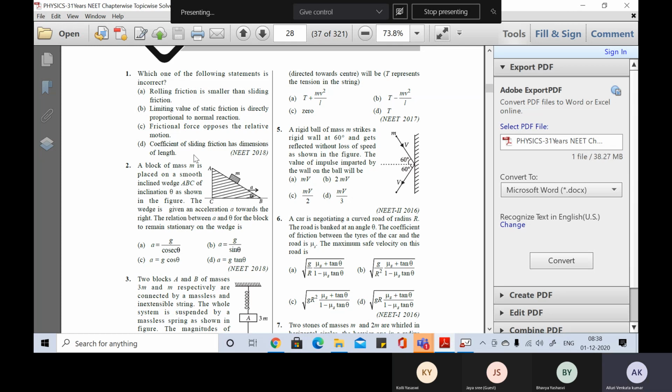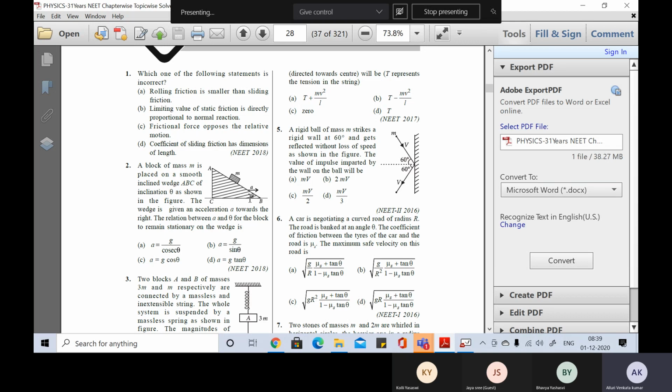How much? Sir, can you explain it? I'm not getting the answer. Okay, see here. This is a very simple problem. A block of mass m is placed on a smooth inclined wedge ABC of inclination theta as shown in the figure. The wedge is given an acceleration a towards the right. Now the relation between a and theta for the block to remain stationary on the wedge.